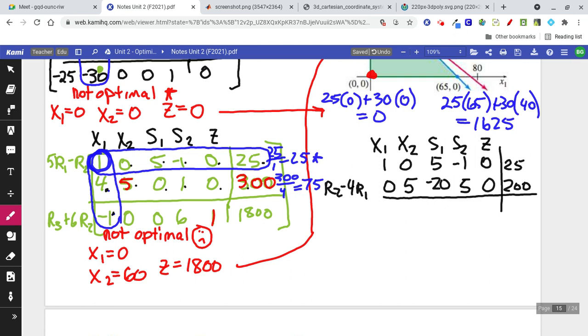Now on the bottom, I've got to get rid of this negative 1, and you always have to use the circled element. So that's not too hard. I can do row 3 plus row 1. Just add them together. -1 plus 1 is 0. And 0 plus 0 is 0. And 0 plus 5 is 5. 6 plus -1 is 5. Okay. And 1 plus 0 is 1. And 1800 plus 25 is 1825.